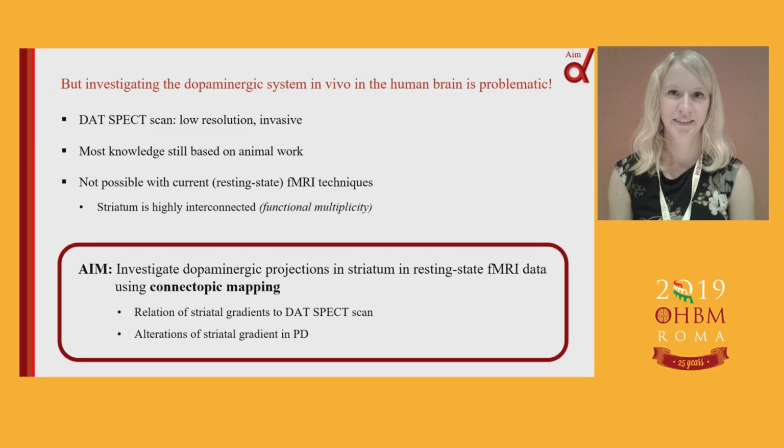However, in this work, we aim to use connectopic mapping to investigate these dopaminergic projections in the striatum in resting state fMRI data. To this end, we first investigate whether there is a relationship between the gradients obtained with connectopic mapping and the DAT SPECT scan. And later we investigate whether these striatal gradients are also altered in Parkinson's disease, the disorder characterized by alterations in dopaminergic functioning.